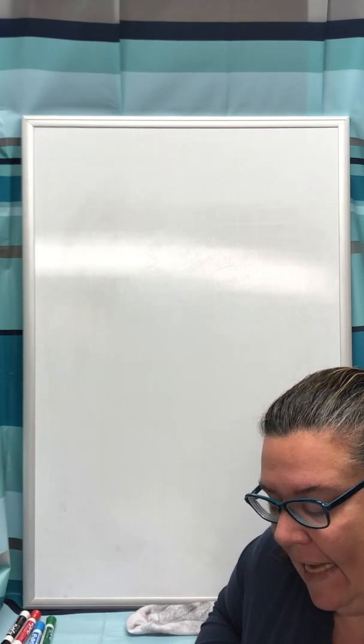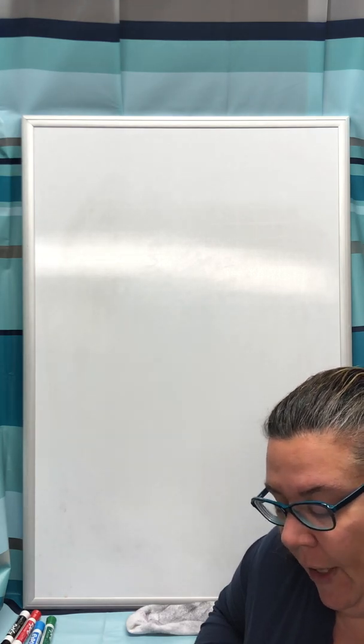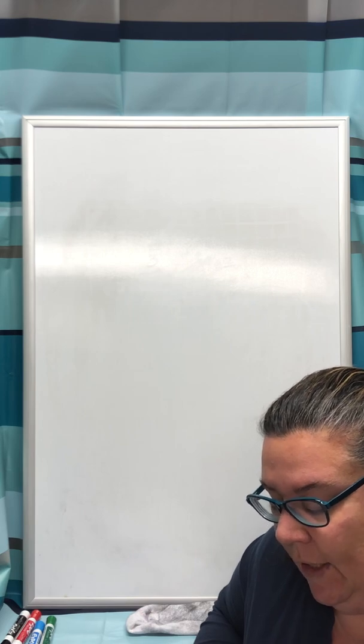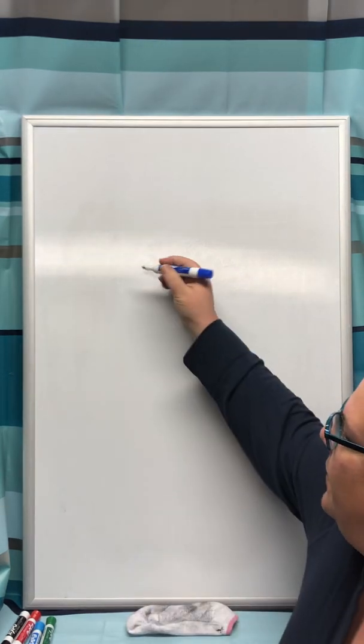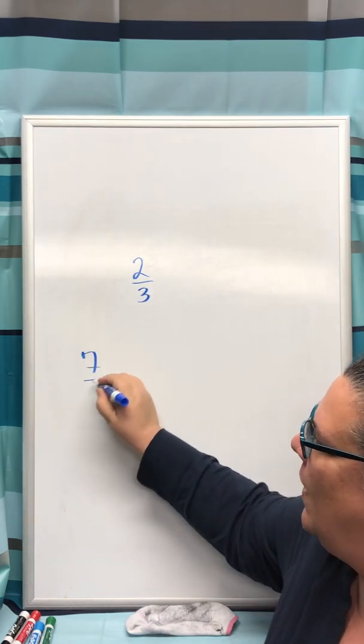So Mason has a rectangular garden that is 2/3 yards wide by 7/4 yards long. They want to know what is the area of Mason's garden. Use a drawing to show your work. So it's going to be a 2/3 by 7/4.